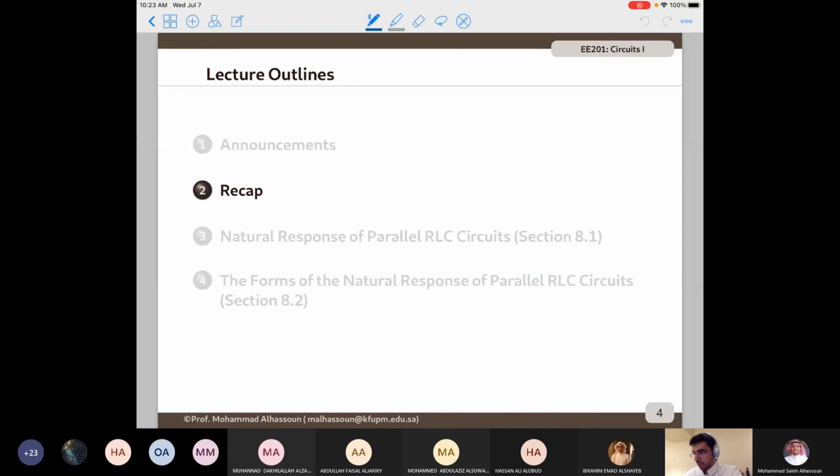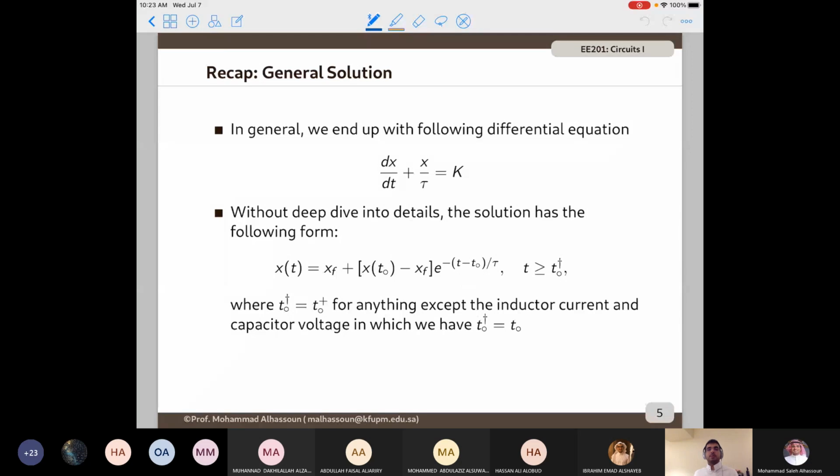Okay. Just going over what we did last time. If you remember, we had a situation where we have a circuit with a resistor and a capacitor, or a resistor and an inductor. So if we are to find any quantity here, the voltage or the current passing through the inductor or the capacitor, we will end up with a differential equation of this form. X can be the value of the current or the value of the voltage. K is related to the existence of an external source.